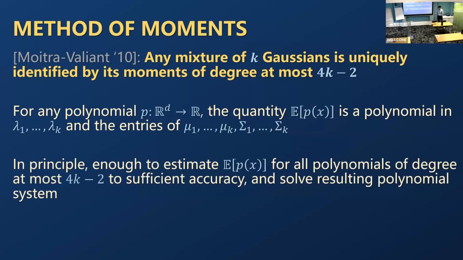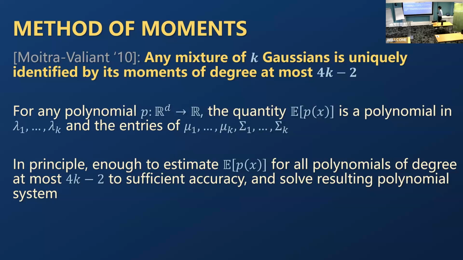And so in principle, what you could do is estimate these expectation values from samples and write down all possible expectations of monomials of degree up to some value, and you could somehow prove that that was, information theoretically, sufficient to identify the parameters of the mixture. Then you'd be done. Then you could just take that system of polynomials and try solving this polynomial system. And that was exactly the strategy that Moitra and Valiant adopted.